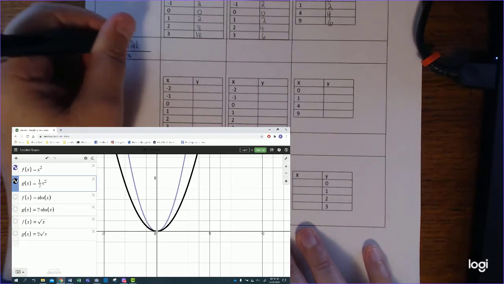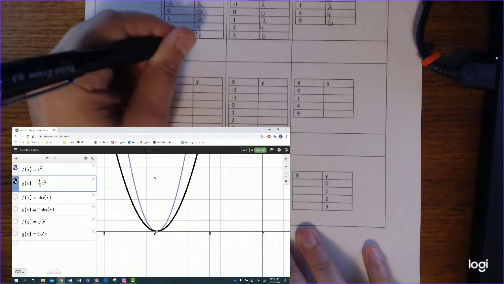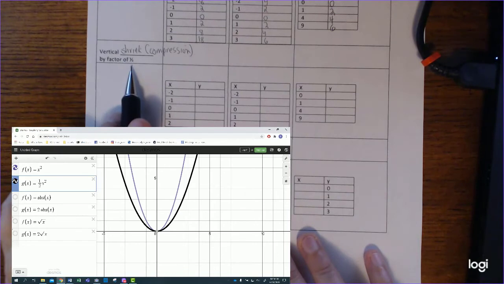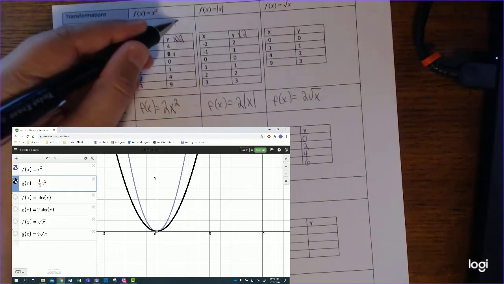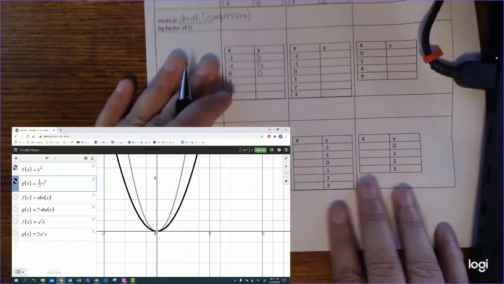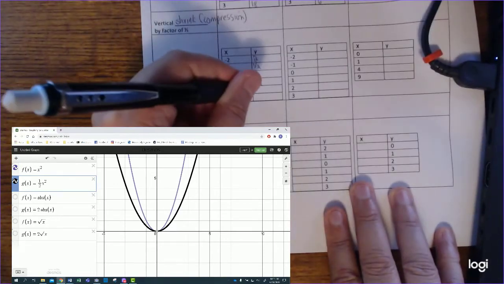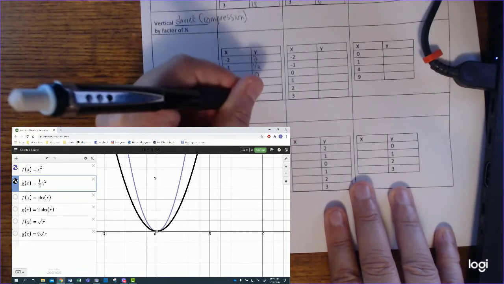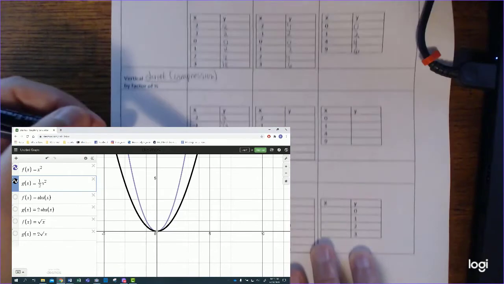I like to use the word shrink, or compression. That's a little bit more of a challenging word, but if this factor is less than 1, then it's going to make these y's go down by a half. So if I multiply all of these y's by a half, that's going to give me (-2, 2), (-1, 1/2), (0, 0), because 0 times 1/2 is 0, (1, 1/2), (2, 2), and (3, 4.5), because half of 9 is 4.5.